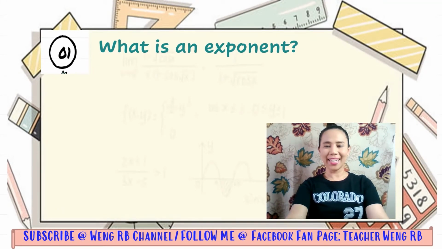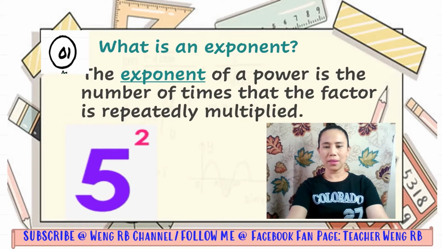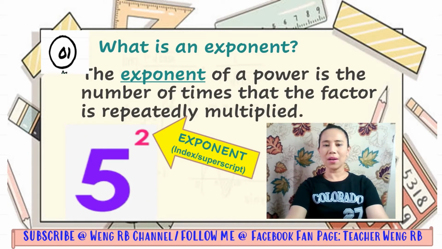So what is an exponent? The exponent of a power is the number of times that the factor is repeatedly multiplied. Let's take a look at this. So this small number at the top right of the large number is called an exponent. It is also called an index or a superscript. This is a little digit that is placed above and to the right of any number. It refers to the number of times a number is multiplied by itself. So remember that.